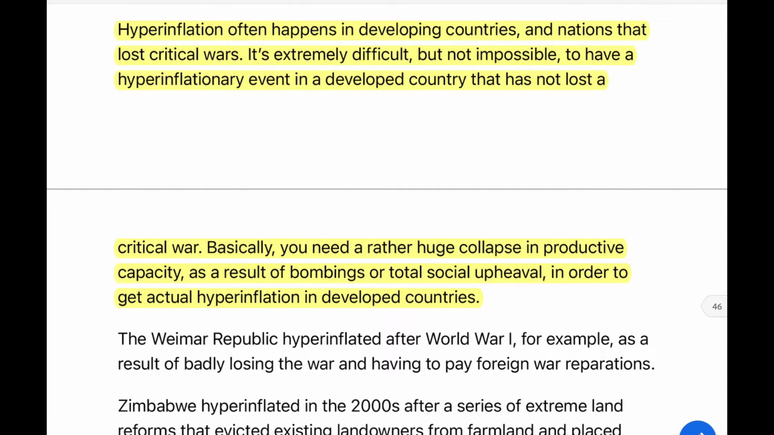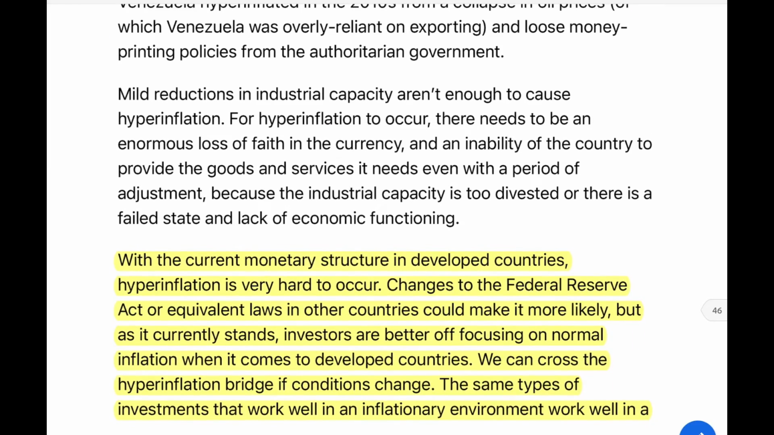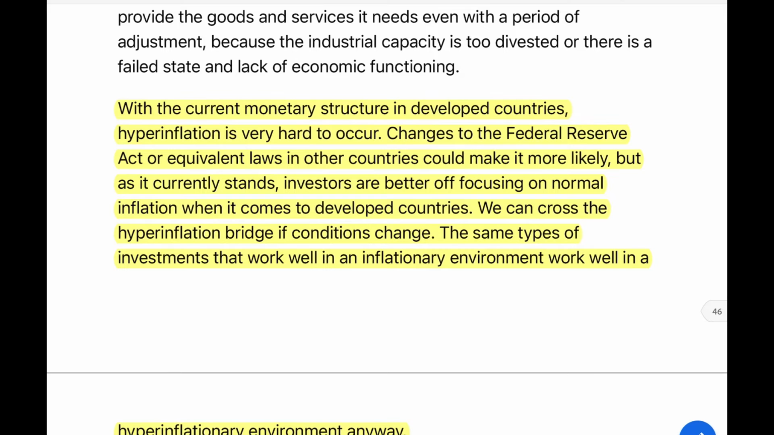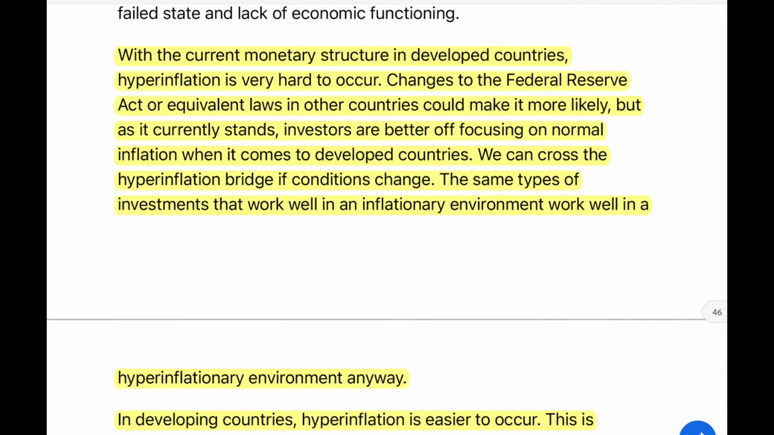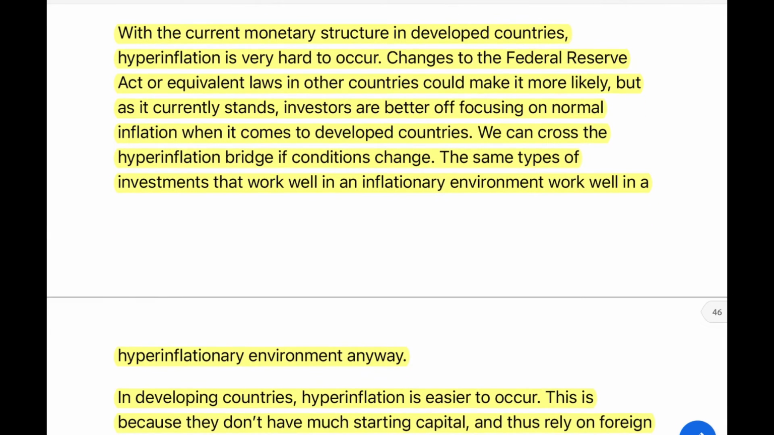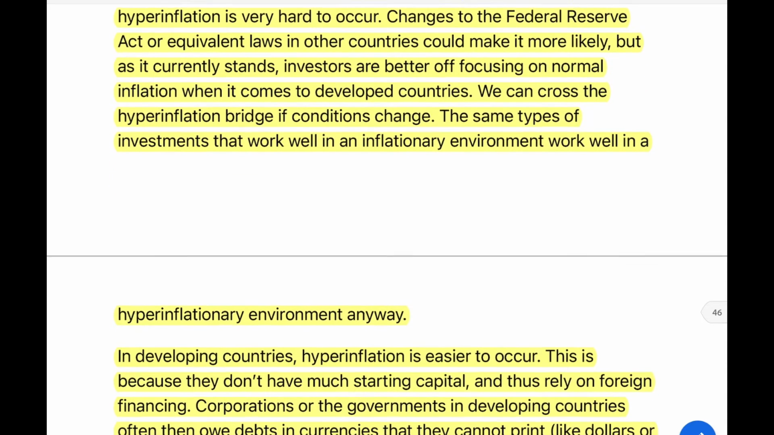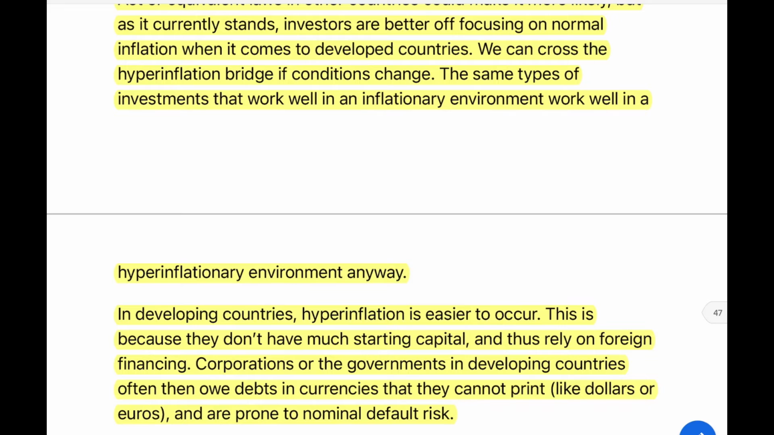I don't see hyperinflation happening in the United States, but to say it can't happen, I think is wrong. I think everything is plausible. With the current monetary structure in developed countries, hyperinflation is very hard to occur. Changes to the Federal Reserve Act or equivalent laws in other countries can make it more likely, but as it currently stands, investors are better off focusing on normal inflation when it comes to developed countries.